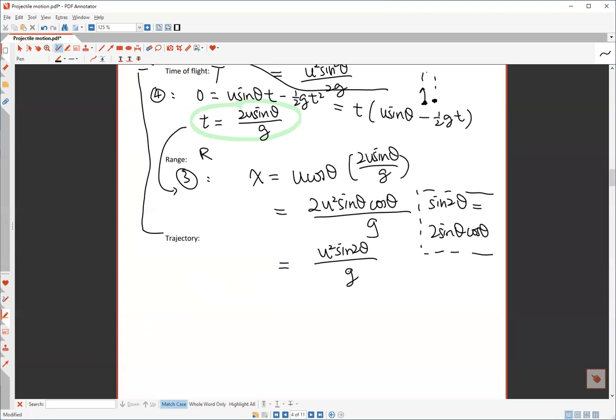Have we derived this one? We have derived this equation, is it? I forgot about it. Okay, then we have solved the horizontal range, the range.